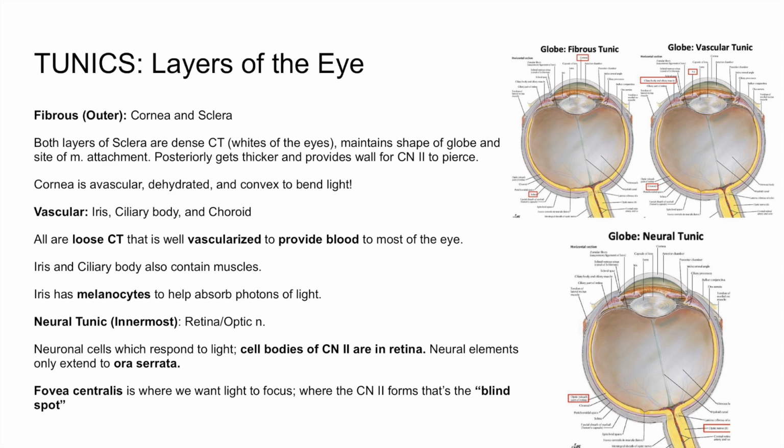The iris contains melanocytes, which are pigment-producing cells that absorb excess light to prevent scattering, and it also contains smooth muscles that control pupil size. So the ciliary body also contains smooth muscle, which is involved in accommodation, meaning adjusting the shape of the lens to focus on near versus far objects. The choroid is primarily responsible for supplying blood to the outer layers of the retina.